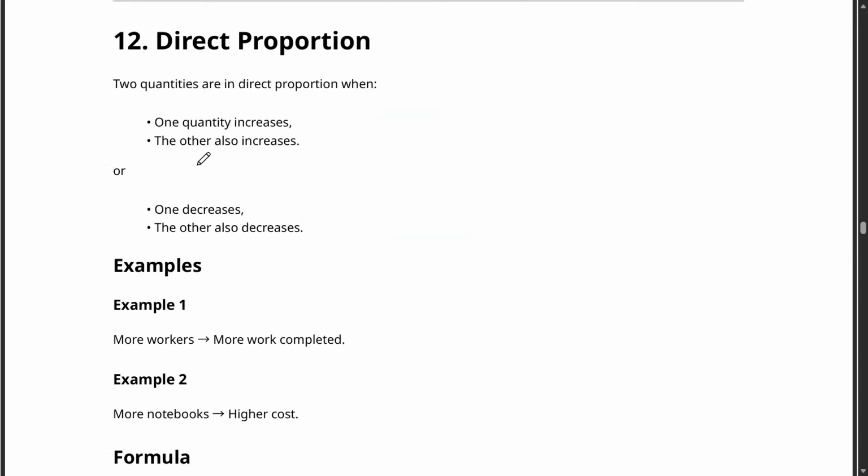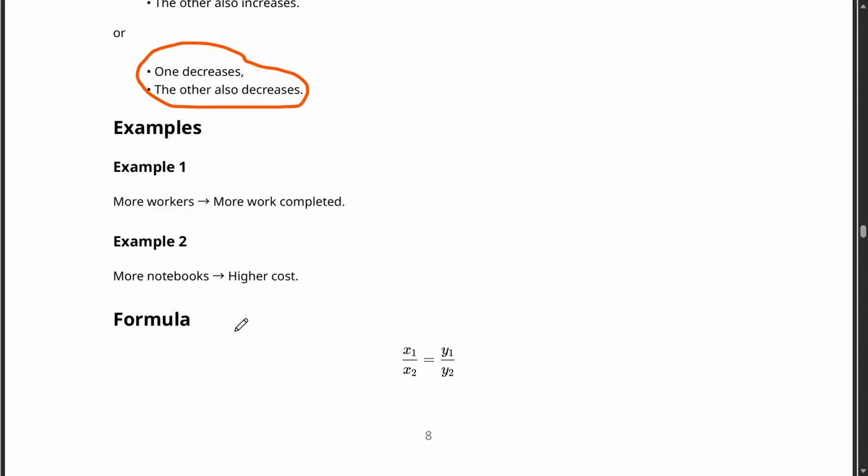Direct proportion. Two quantities are in direct proportion when one quantity increases, the other also increases, or one decreases, the other also decreases. For example, more workers, more work completed. If we hire more workers, we can complete more work.